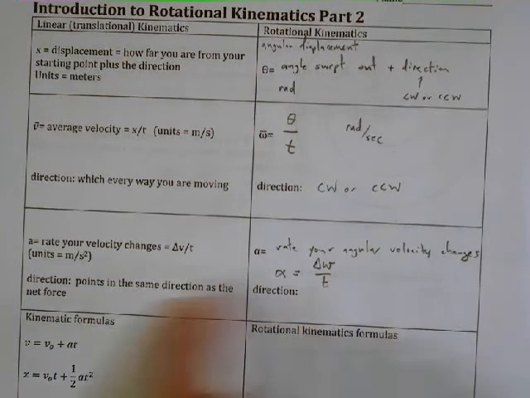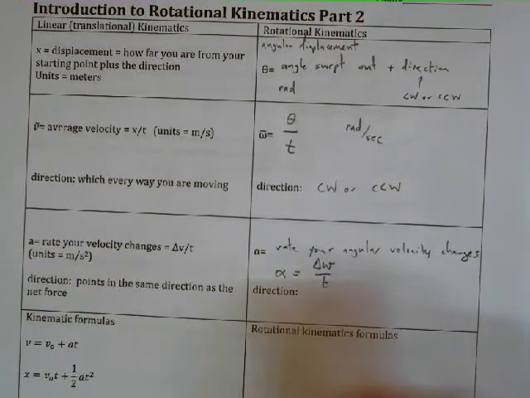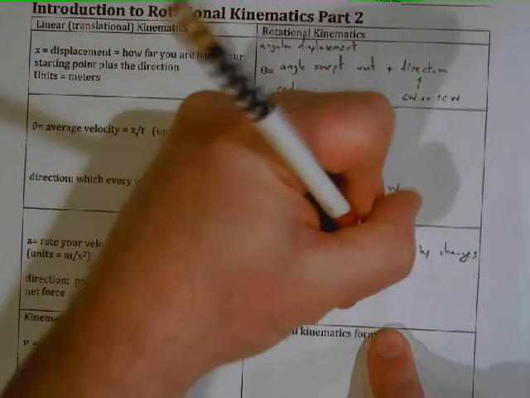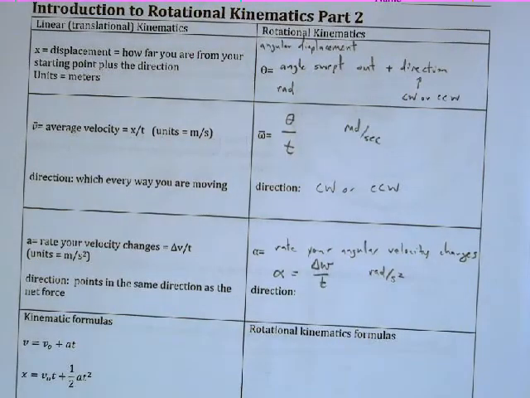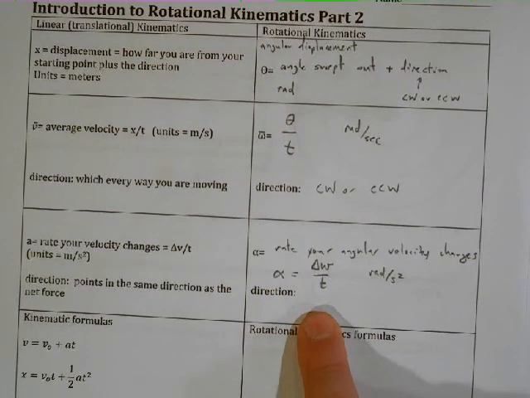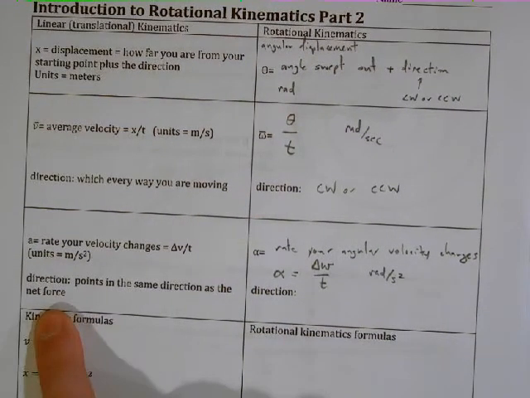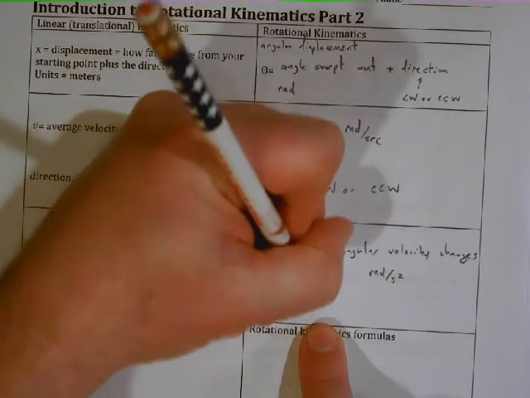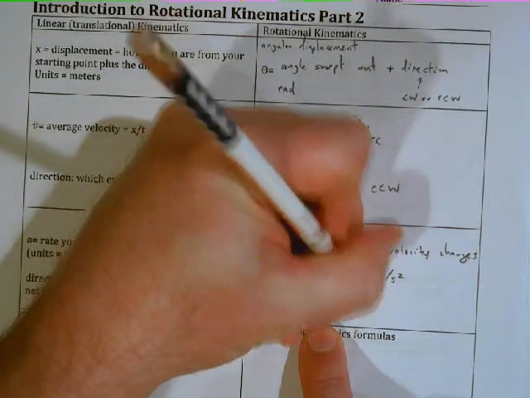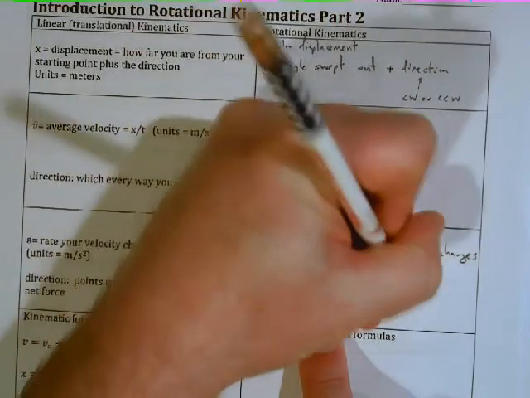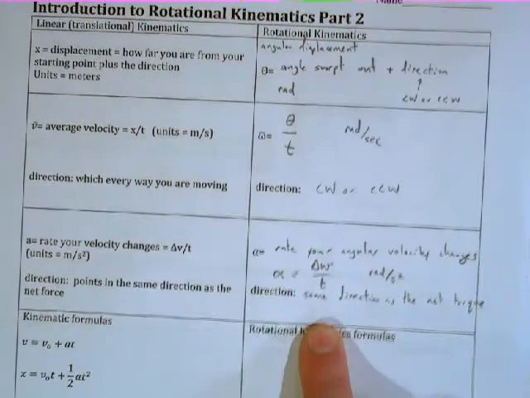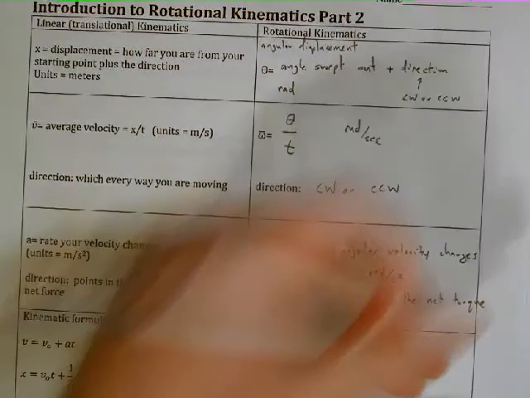The units would be radians per second per second, where this is meters per second per second. Okay, this would be radians per second per second, or if you like, radians per second squared. And then the direction, again, it's going to be the same, where here it's the same direction as the net force. This is going to be the same direction as the net torque.